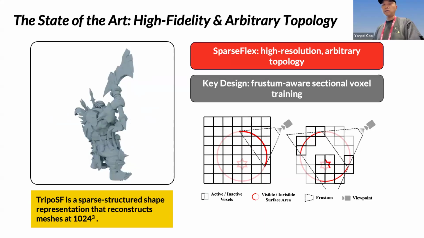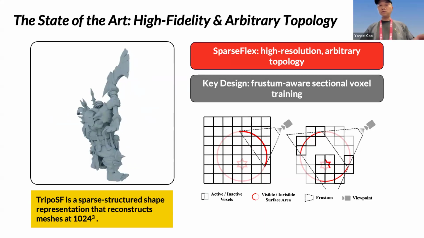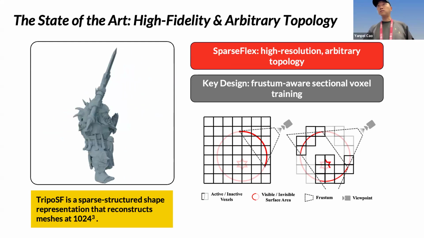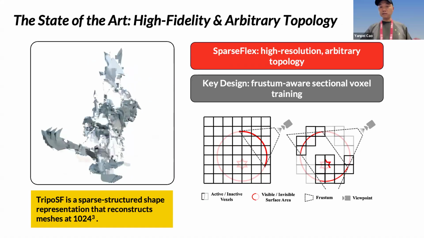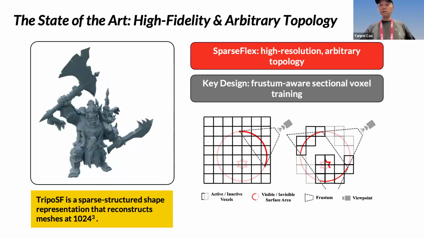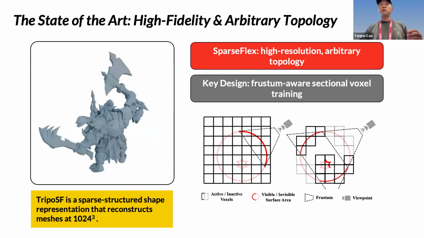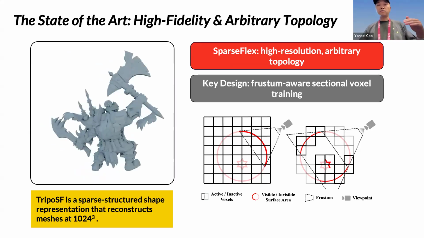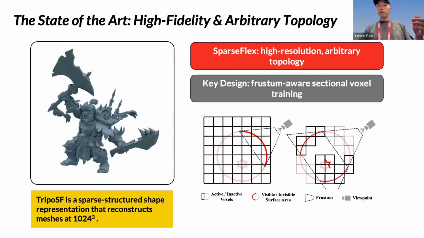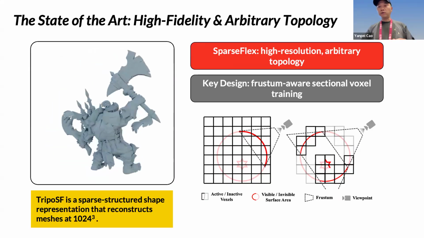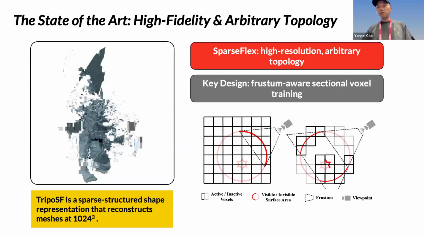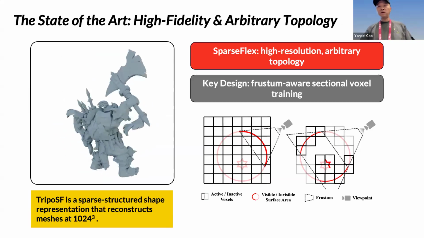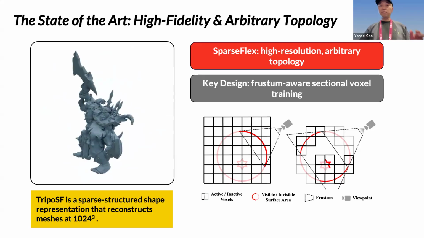Our highlight model here is Triple SF, which was designed to handle arbitrary topology and capture unprecedented detail. It's our paper at this ICCV. And the core design here is a representation we call sparse flex. It allows us to generate meshes at extremely high resolution and, crucially, with arbitrary topology, meaning that we can handle thin structures, holes, and complex surfaces common in mechanical parts.